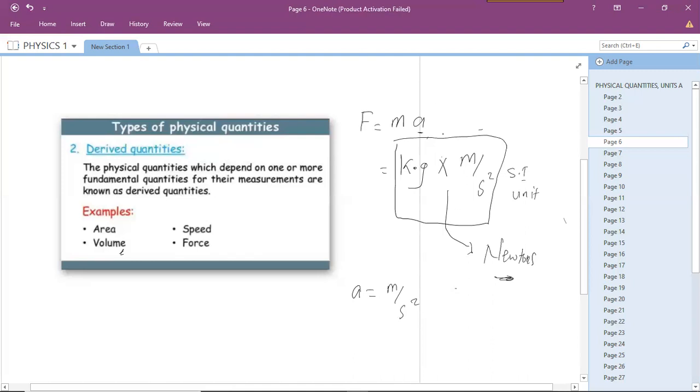Where did it come from? It came from a basic unit of mass and acceleration here, which is made up of two basic units of distance and time squared. So this is what I mean by, if you know your fundamental units, you'll be able to derive any other type of unit in physics.